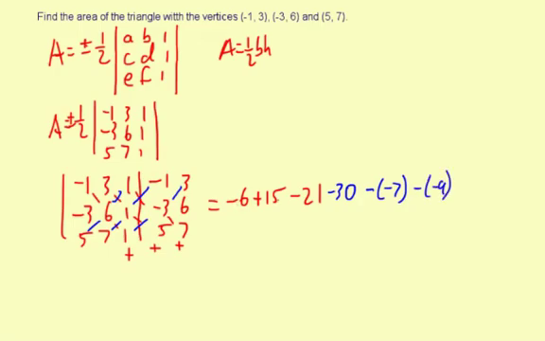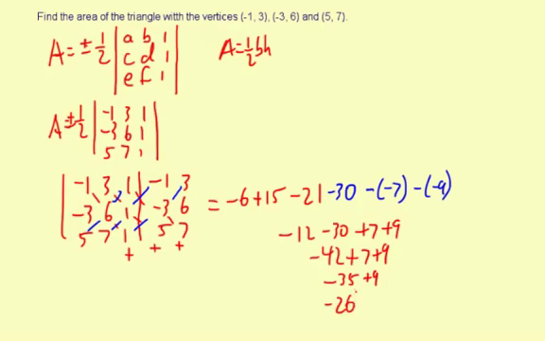So -6 plus 15 is 9, and then 9 minus 21 is -12. And then it's going to be minus 30, and then plus 7, and then plus 9. So -12 minus 30 is -42, and then plus 7 and plus 9. So -42 plus 7 is -35, plus 9. -35 plus 9 is -26.